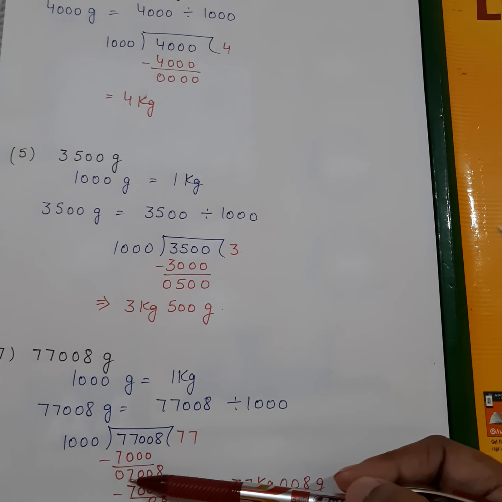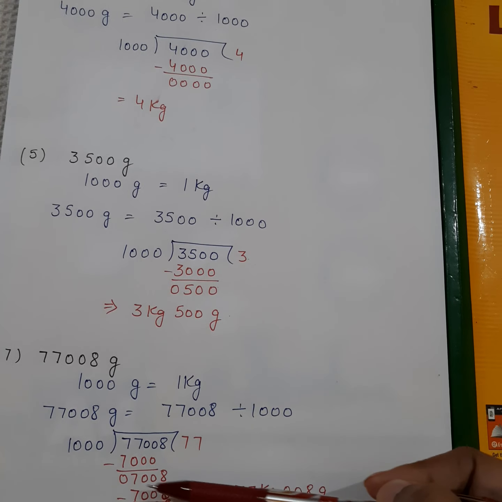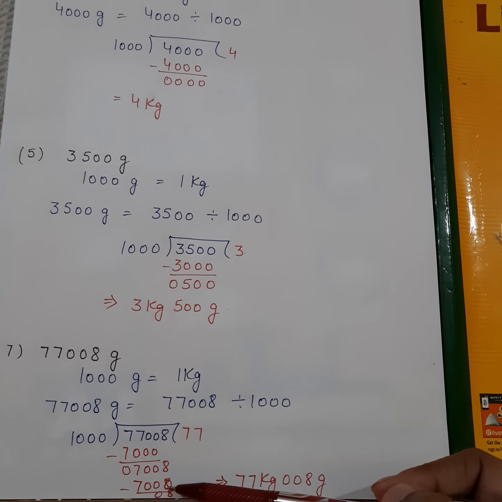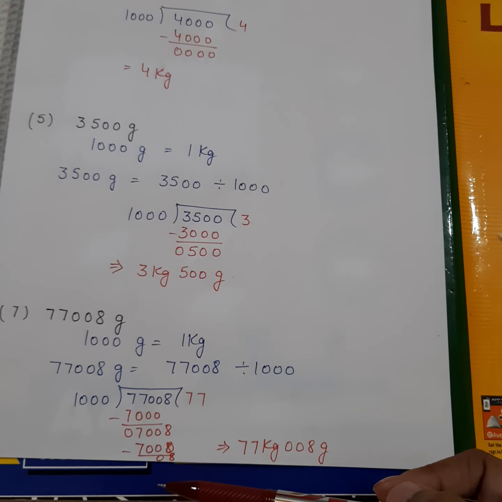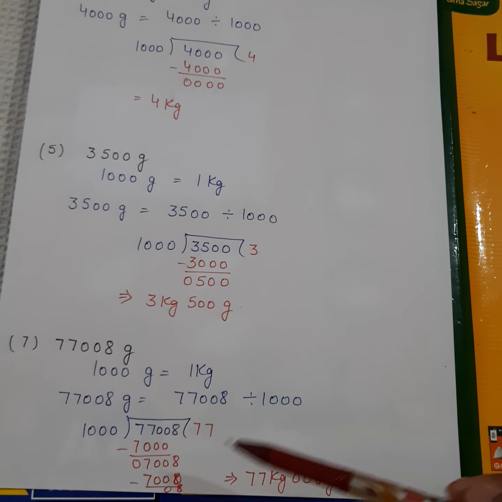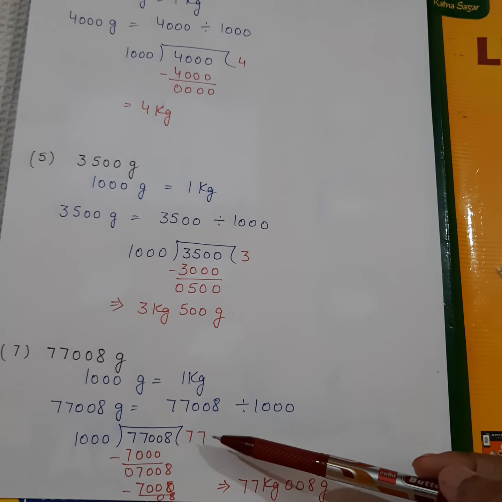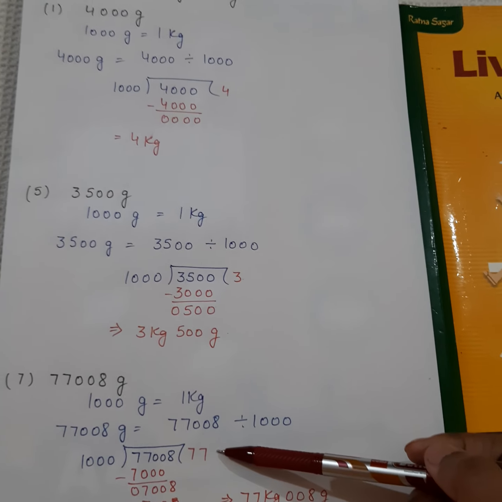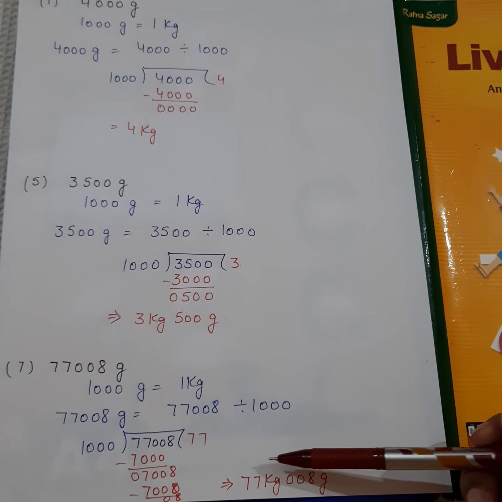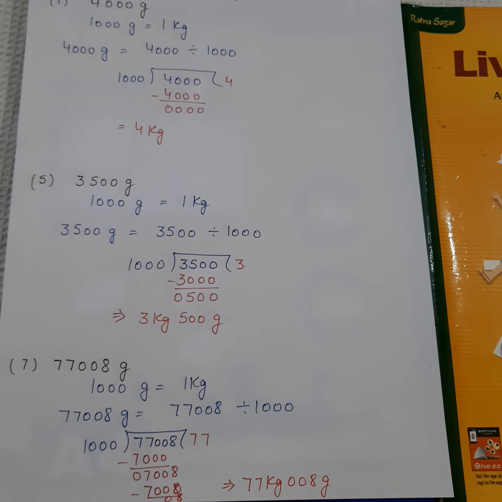Now note down 8. This is 7,008. One more time we can divide. 1000 sevens are 7,000, right? So now subtract 8 minus 0, 8, and other will remain also 0. Now the remainder is 8 and the quotient is 77. So quotient is always in the bigger unit. So 77 kg and 8 gram is the answer.